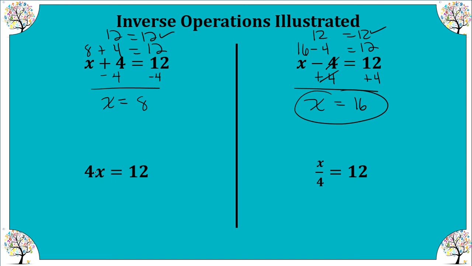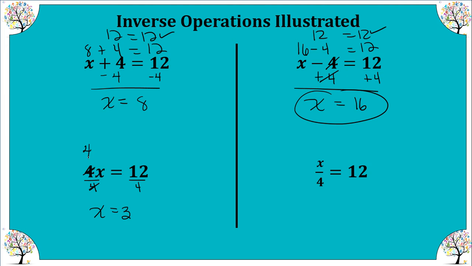In this equation, the operation is multiplication. 4 times some number equals 12. Well, to undo multiplication, we divide, and we're going to divide both sides by 4, isolating the x, getting x by itself. And what we do to one side of the equation, we have to do to the other to keep it balanced. So our solution is x equals 3.